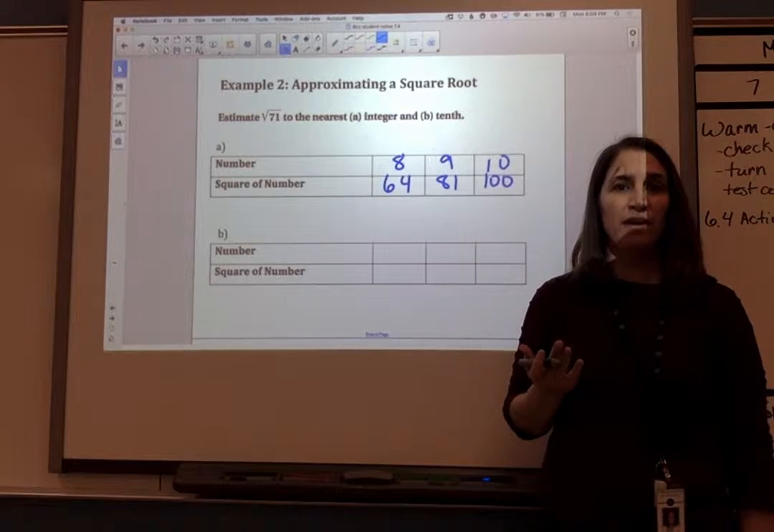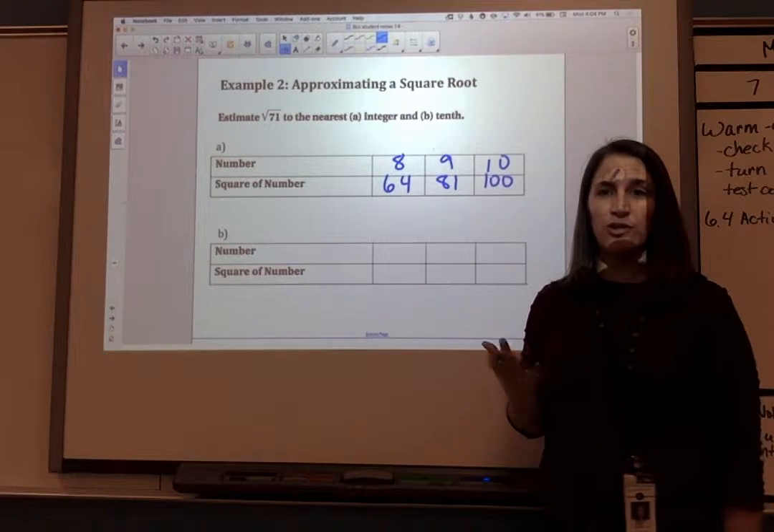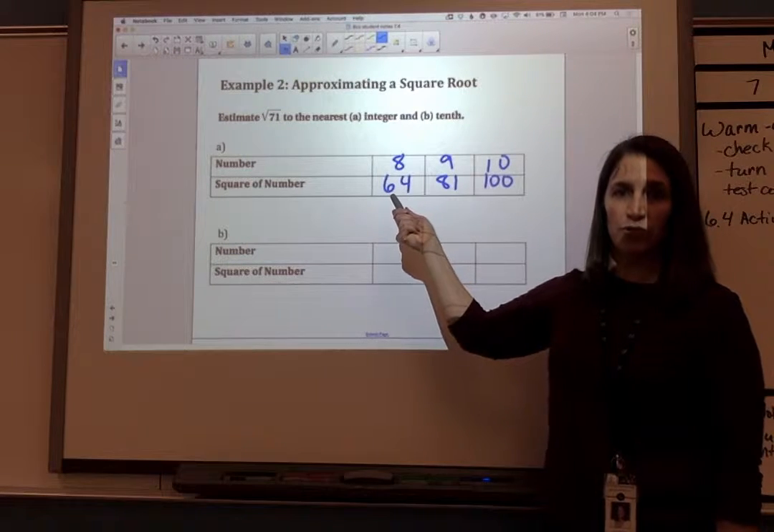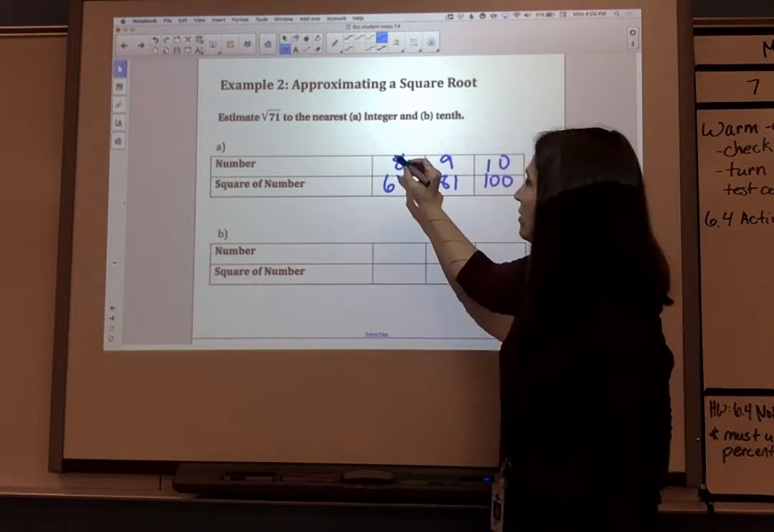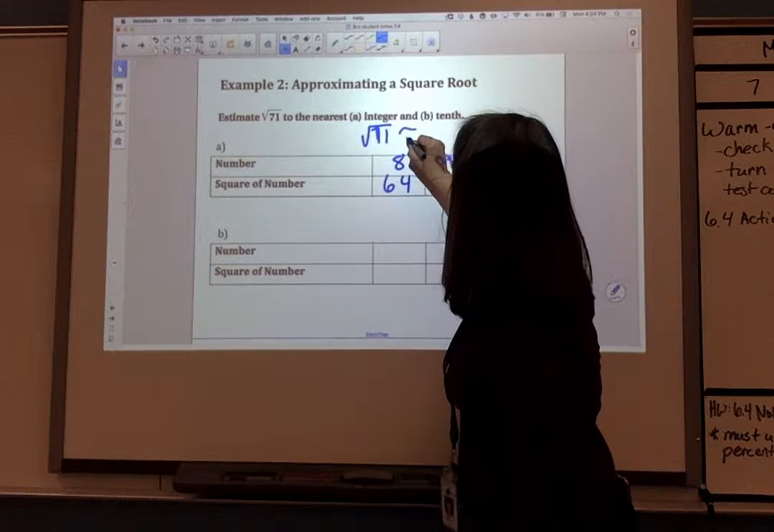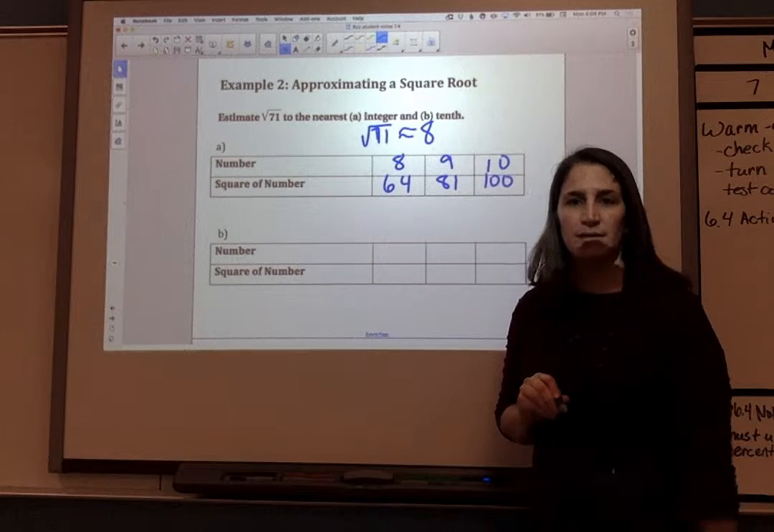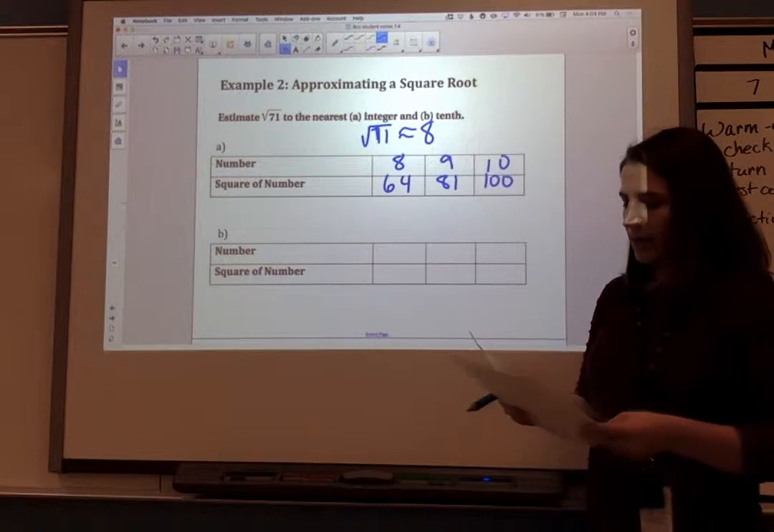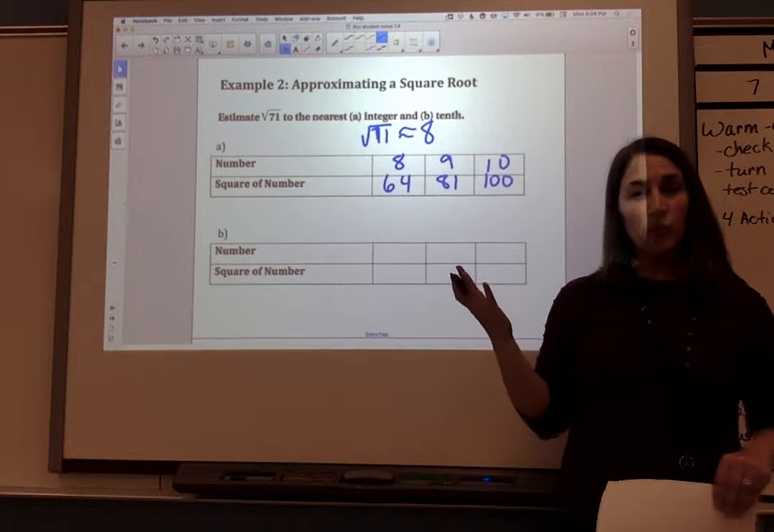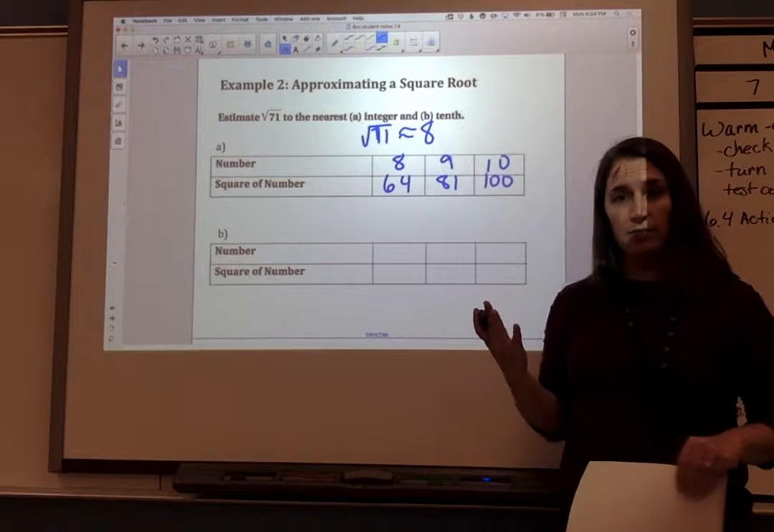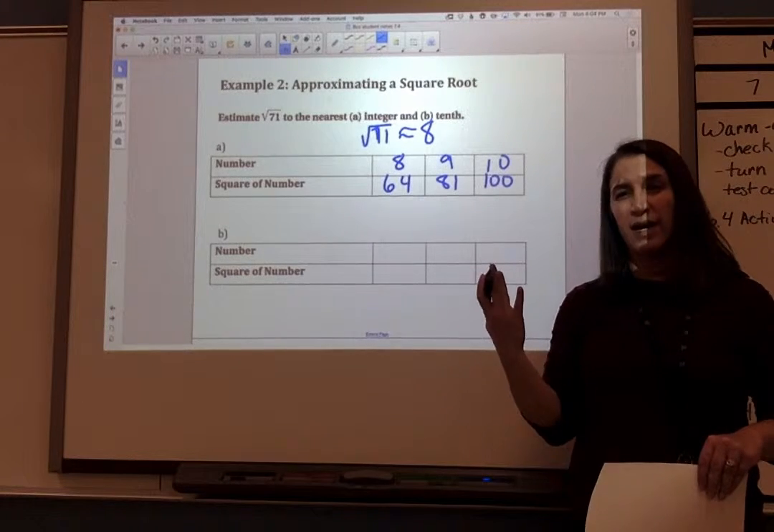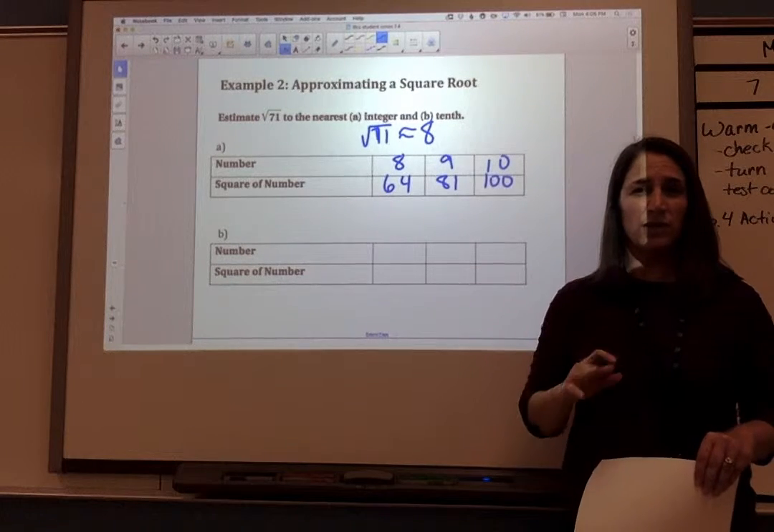So now we just have to think, if we want to the nearest integer, what is it closer to? 71 is a little bit closer to 64 than it is to 81. So we'll say the square root of 71 is about equal to 8 to the nearest integer. Now we want to estimate a little bit closer. So we know it's between 8 and 9. The square root of 71 is between 8 and 9, closer to 8 than to 9, but it was pretty close to in the middle.